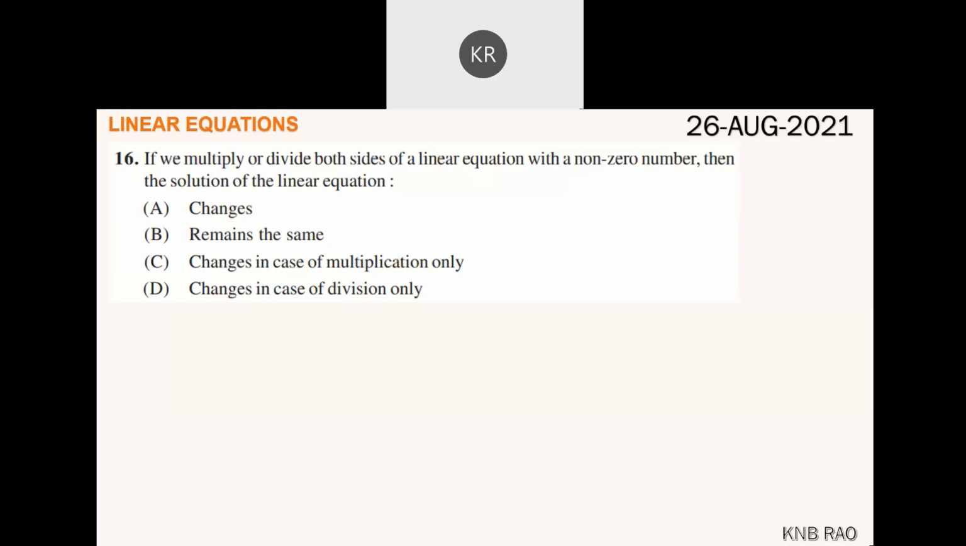Question number 16. Go through that question. If we multiply or divide both sides of a linear equation by a non-zero number, then the solution of the linear equation... Options are there. You need not say the answer. Write it and keep it with you only. I'm changing from question number 16 to question number 17.